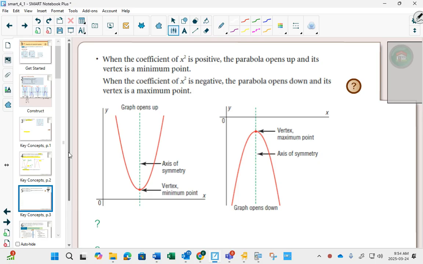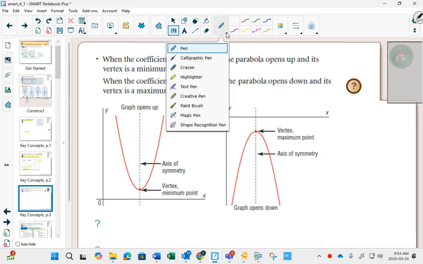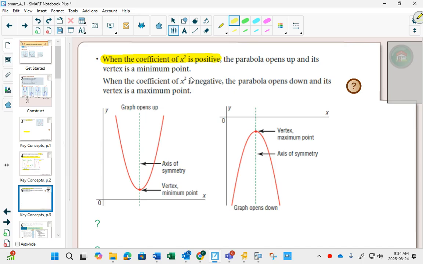If your x squared is positive, so here it says when the coefficient of x squared is positive, it opens up. When the coefficient is negative, it opens down. So if you have an x squared graph, your parabola always will go up. You'll be in charge of making sure you always have arrowheads on the end of these graphs to show that they go up forever. So when it goes up, then your vertex is always a minimum. When it goes down, then your vertex is always a maximum.